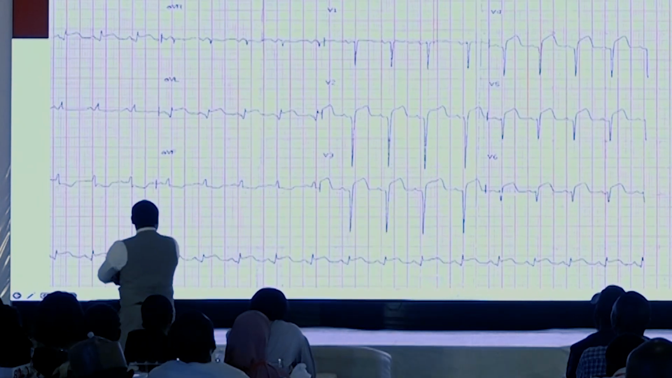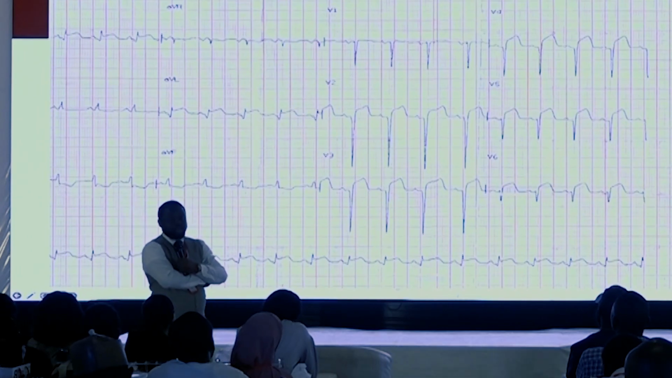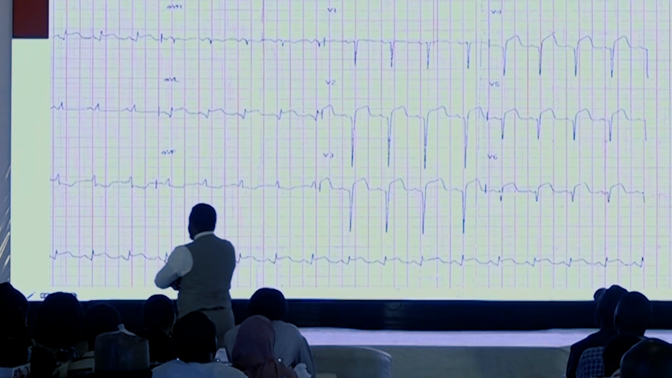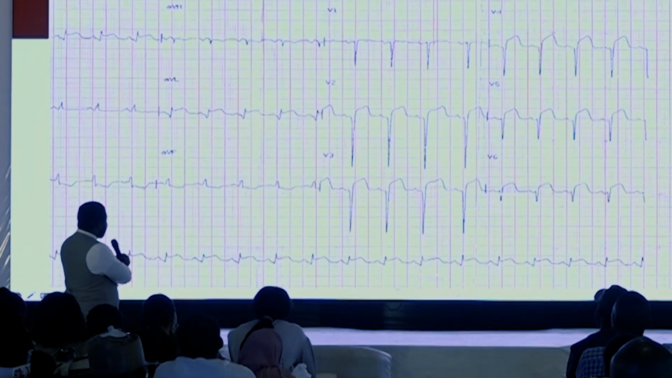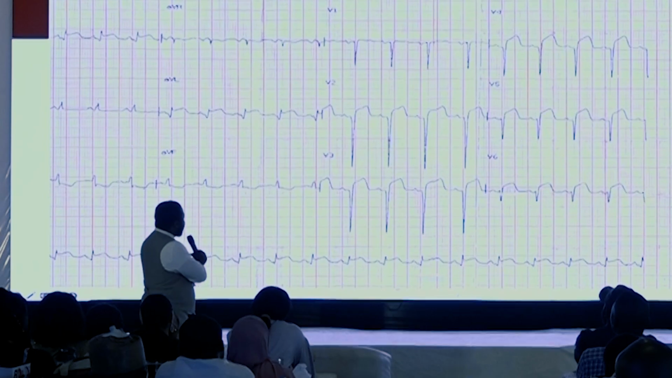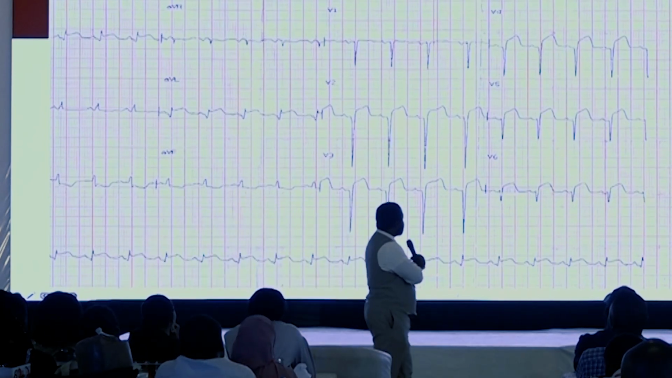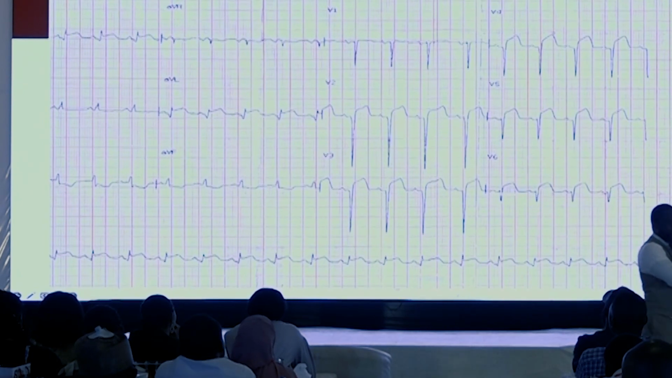What's the rate? 300 divided by how many boxes? What's the reading? There's nothing like regular. Is it sinus or not sinus? Sinus. PR is fine. QRS is not wide. Q wave. Where is Q wave? Is there Q wave there? Where?